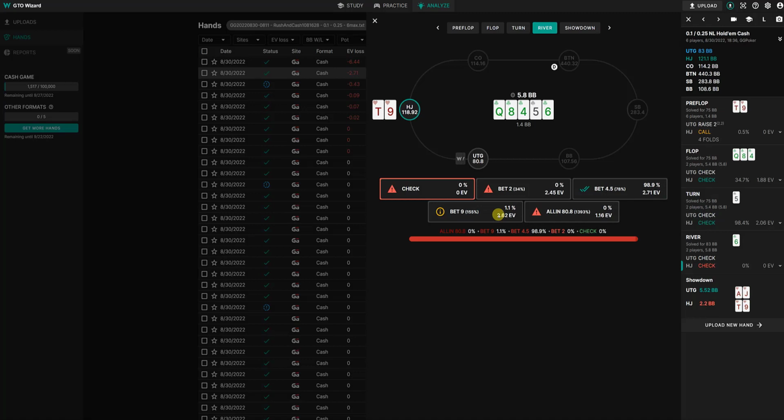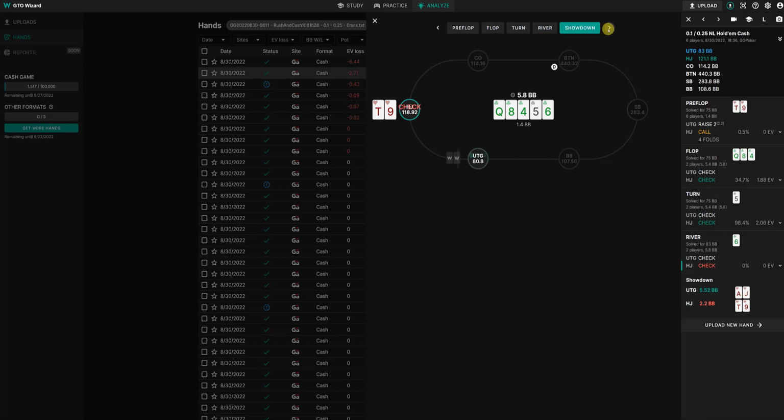Either over bet, but that's not very often. And I should have bet 78% pot or thereabouts, which makes sense because he's sort of saying he's got nothing. I've got nothing. And then we go to showdown and he wins with that.